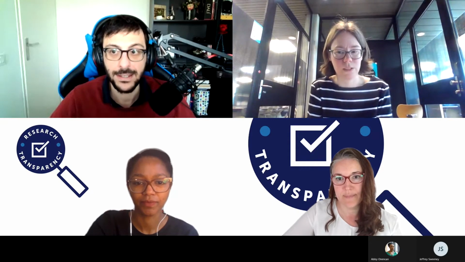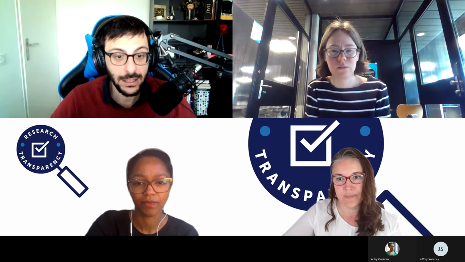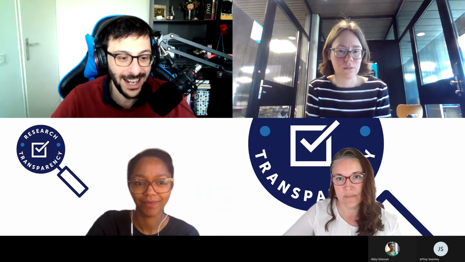Perfect, thanks. So I think we're almost at the end. I'm going to ask the question that I ask everybody. If you had to choose one open science practice that is necessary to ensure transparency, what would it be?